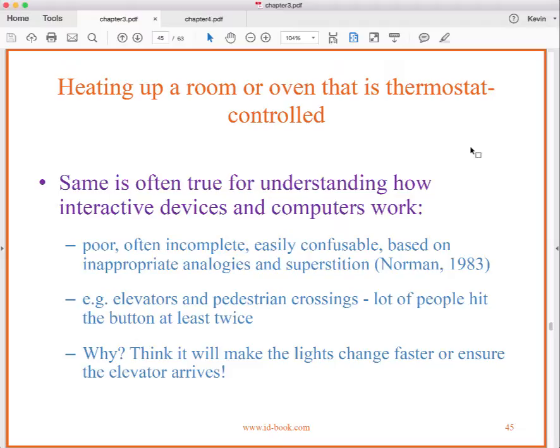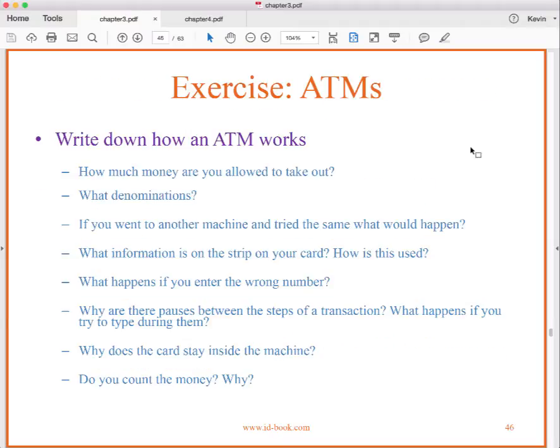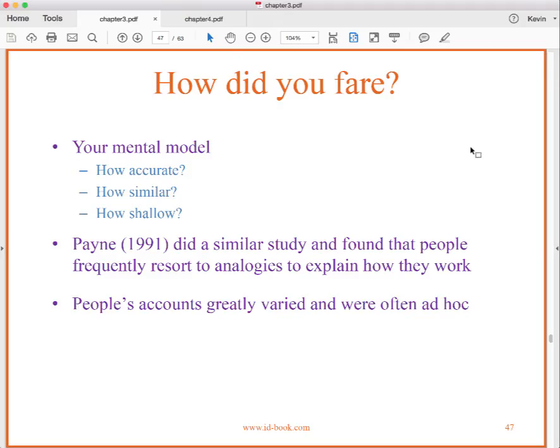I'm not going to talk anymore about the oven because I think we've done it. There's an exercise here about how an ATM works. And I'm not going to talk through this one either because it was in the text, and I'm hoping that you did some thinking about that. If we were a group of people together, maybe we would talk it through in a group. So I'm going to leave that for you.